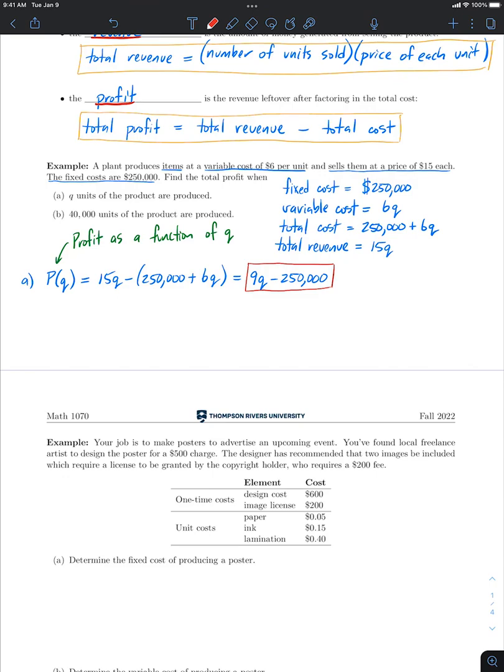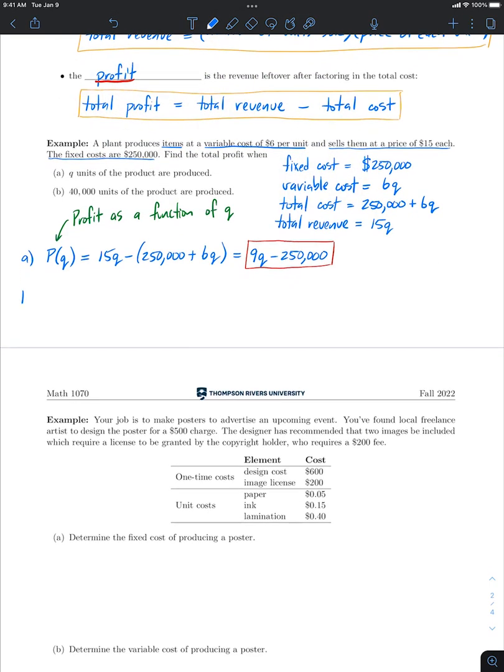Okay, so what would it look like to use that formula? Well, plug in a value of Q. And in fact, in part B, we're going to do exactly that. Part B asks us to find the total profit when we produce and sell 40,000 units of the product. So that just means plug in 40,000 for Q, and really you're talking about P of 40,000. So just plug in the 40,000 for Q over here. So you're going to get 9 times 40,000 minus 250,000. Now feel free to use a calculator for this, but I'm just going to write down the details here.